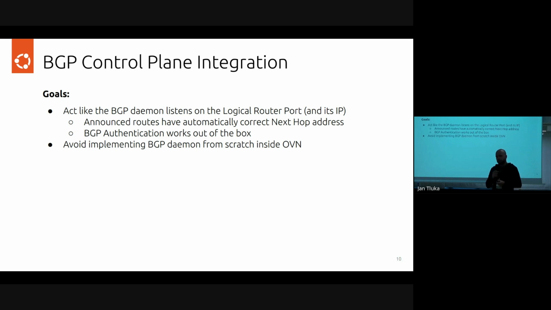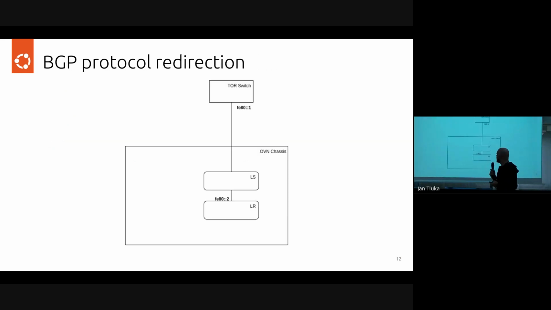Another thing that we wanted is to avoid implementing BGP inside the OVN codebase itself from scratch. It's not impossible, but it's at least impractical due to the complexity of the BGP protocol and the fact that there are already open source solutions out there that we could reuse. And yeah, this one Frode already mentioned, we wanted to keep this hardware offloadable.